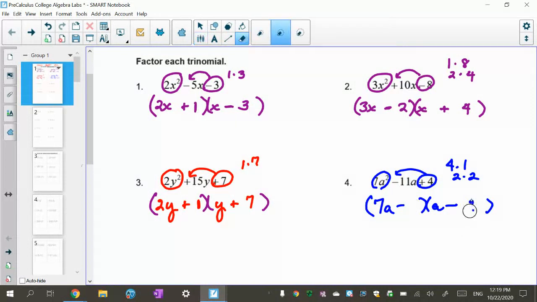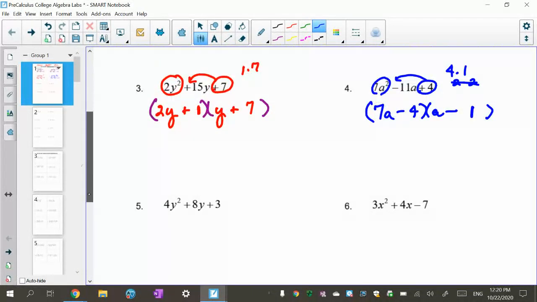So I'm going to erase that and say, okay, I can't use the 2 times 2. So I'm going to try 4 and 1. So I'm like, okay, where can I put everything? So I'm thinking if I stick a 1 here, 1 times 7 is 7, and a 4 here, a negative 7 and a minus 4 is a negative 11, so it's factored.